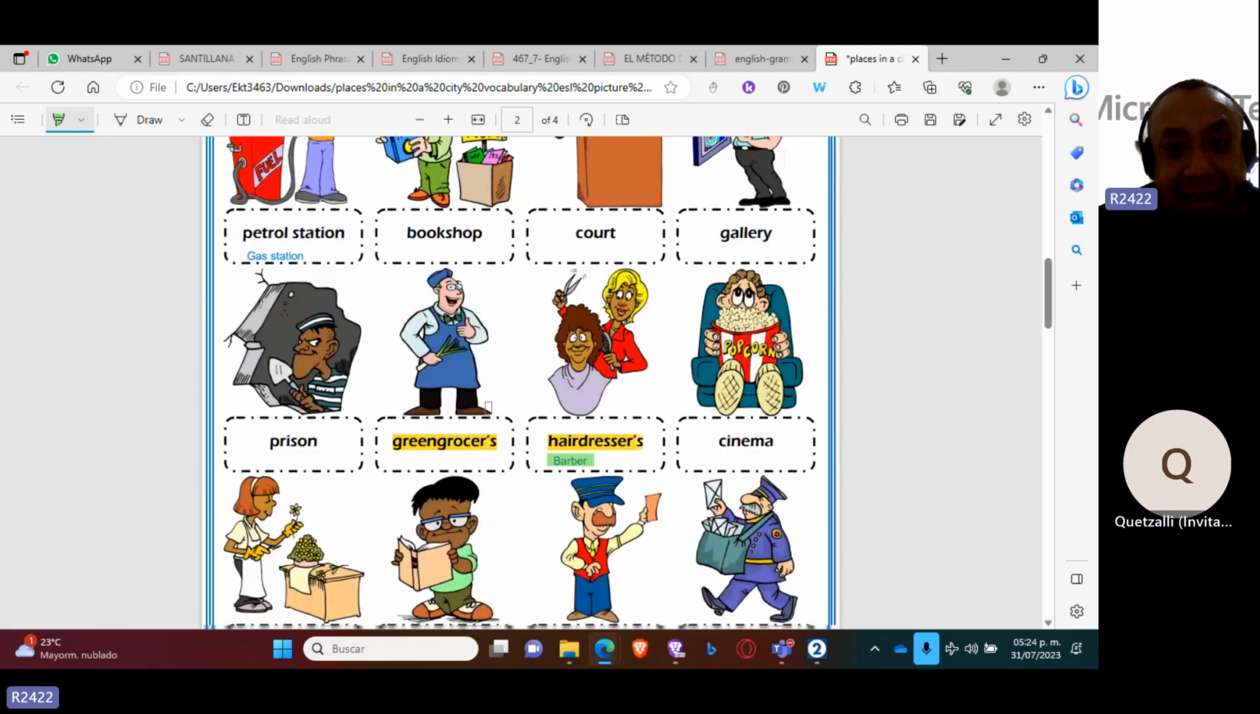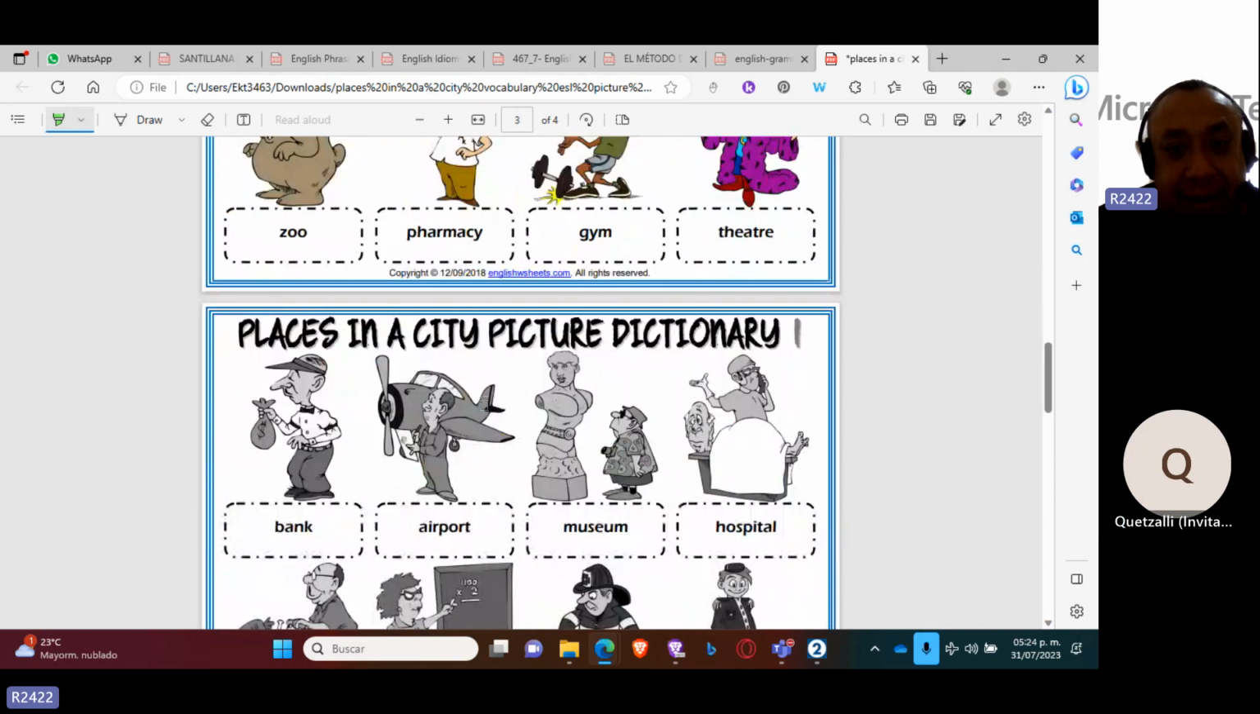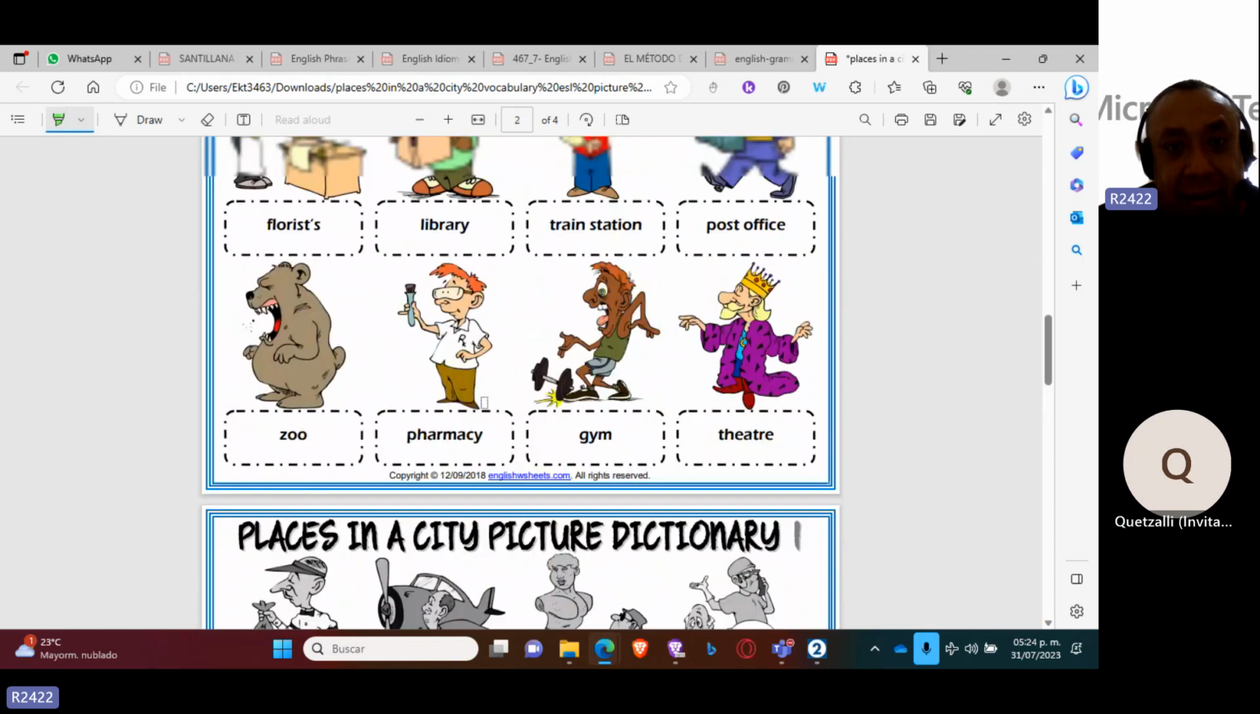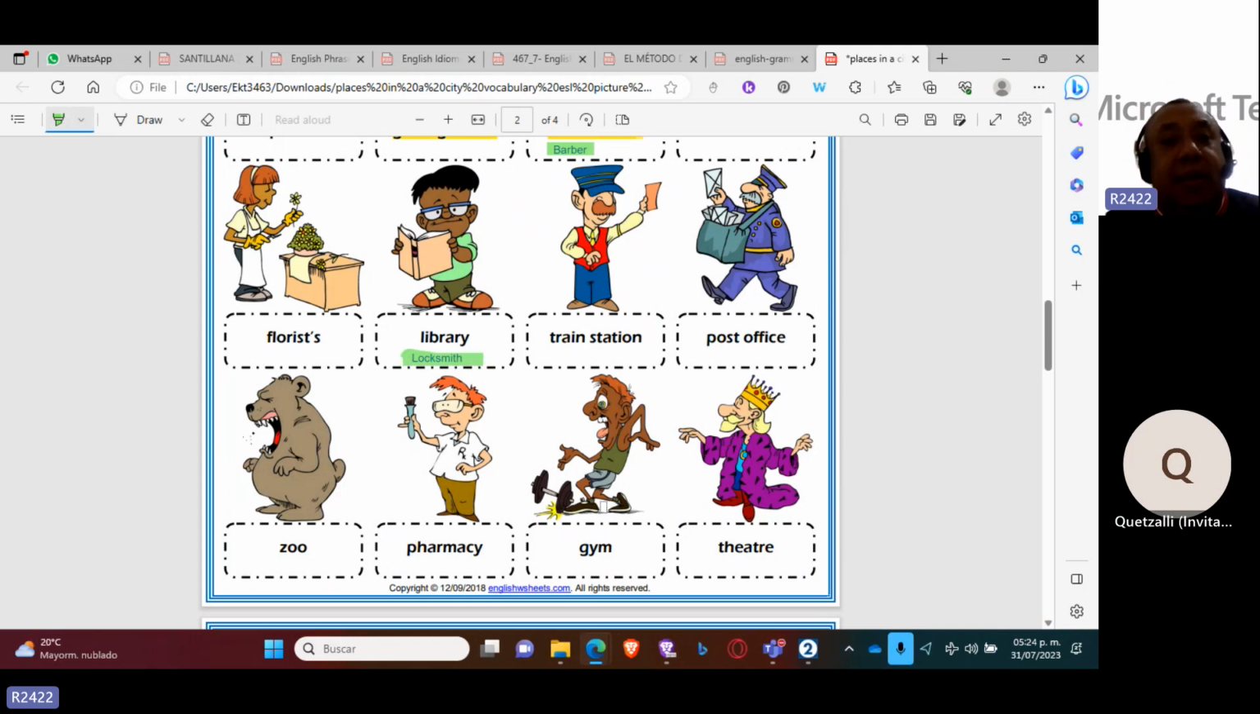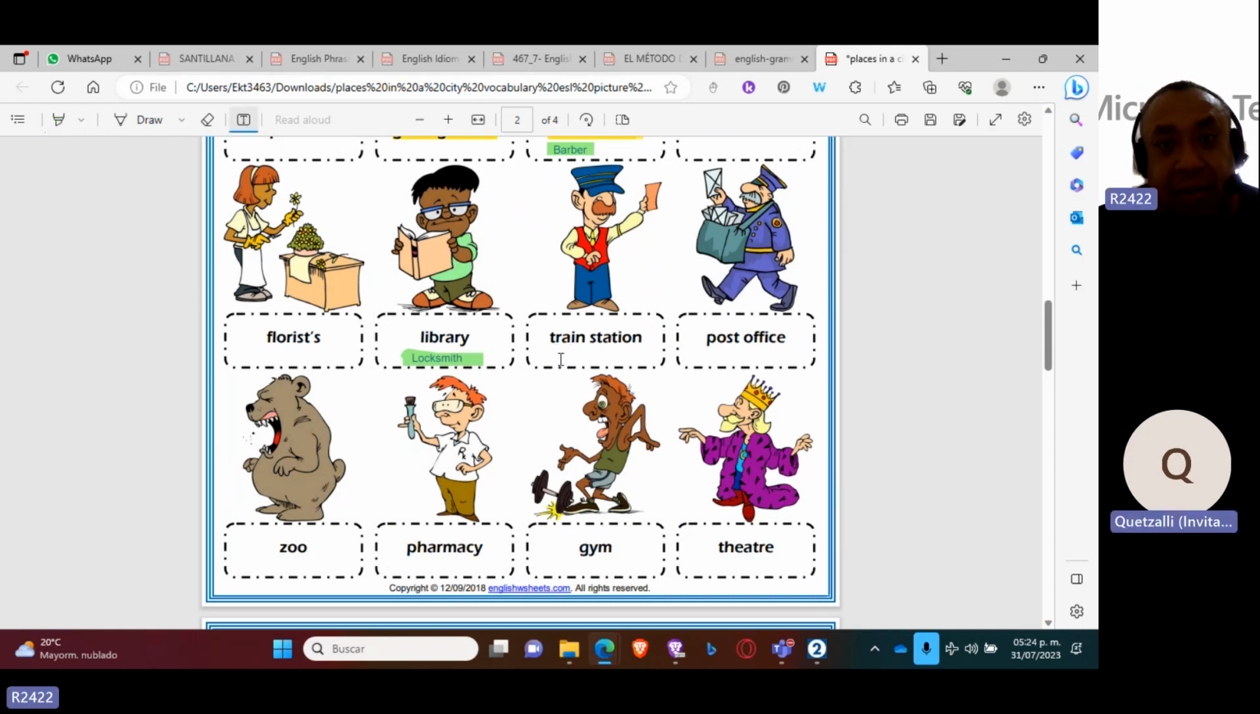Mira, ya hay uno más que aquí no está. Lo voy a poner aquí, mira que sale. ¿Qué es este? Locksmith. ¿Sí lo puedes ver? Yes. ¿Sí lo ves? Ok, Locksmith. ¿Qué sería Locksmith? Debería estar ahí. Locksmith. Cerrajería. Cerrajería.